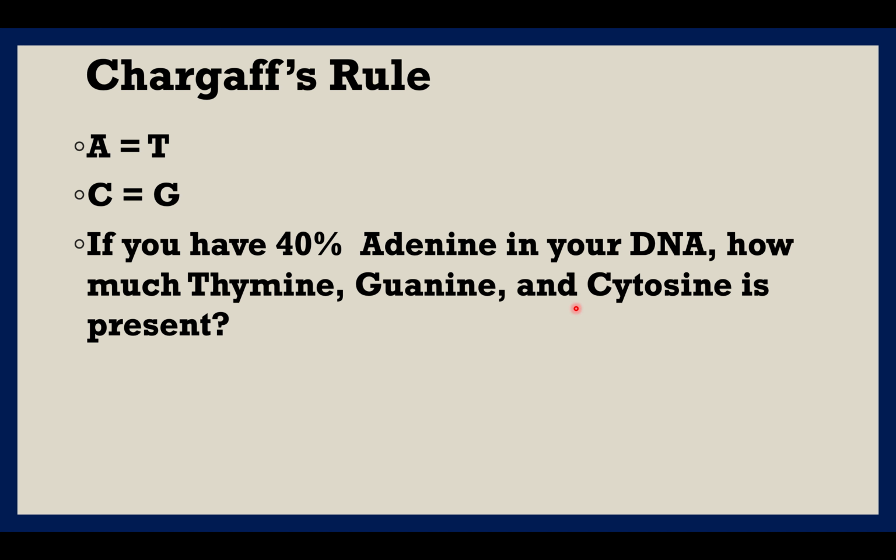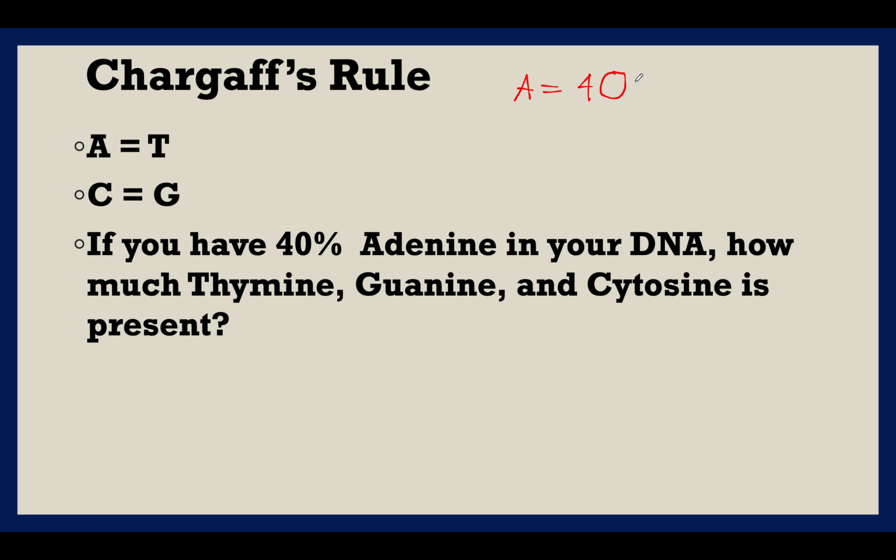Now let's see if you understood the rule. So if you have 40% of adenine in your DNA, how much thymine, guanine, and cytosine is present? And if you understand Chargaff's rule, you will see that this is really all you need to know in order to answer the question. So let's give it a shot. So we have 40% of A, right? A equals 40.